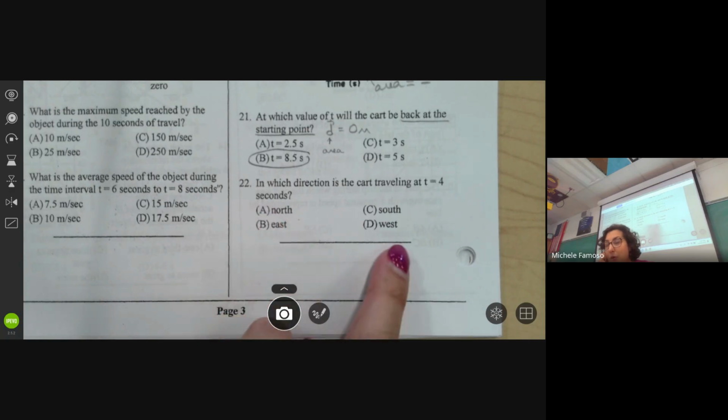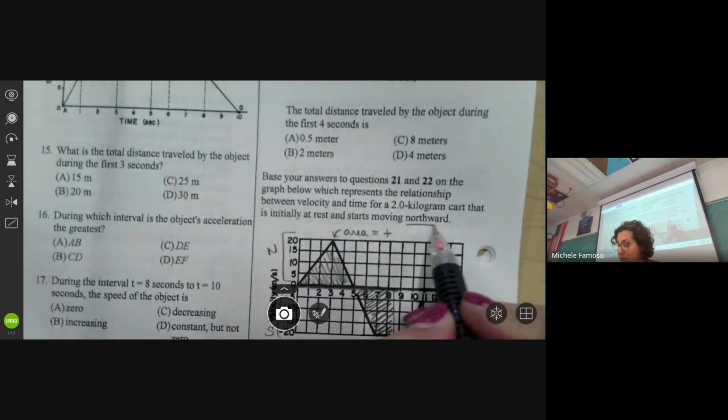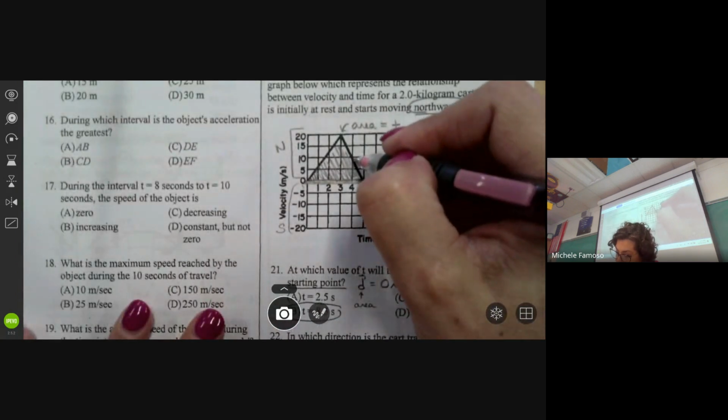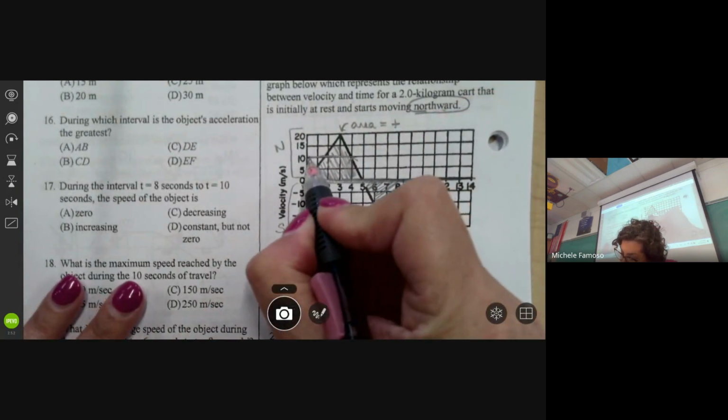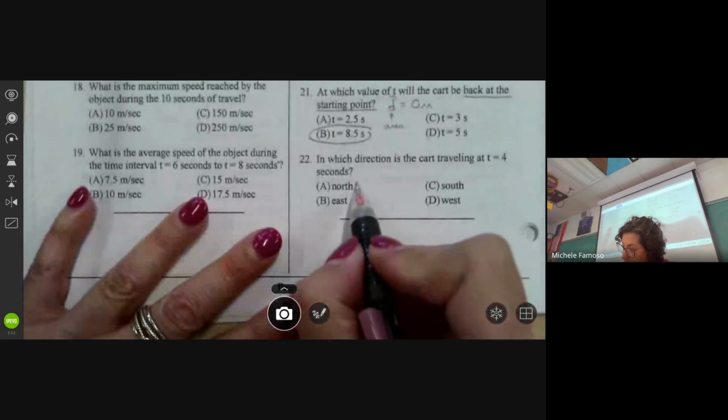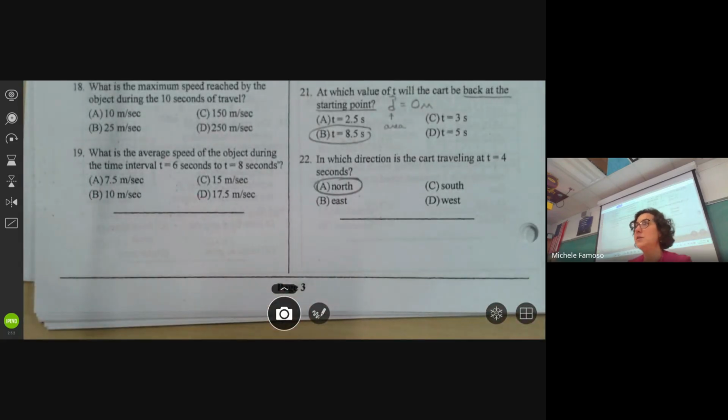If you said east and west, you did not read the question. You see it says north up here? So the only possible answers are north and south. At 4 seconds, I go up and I see that velocity is in the north quadrant. So therefore, at 4 seconds, I was going north. That's how that one gets done, in case any of you were wondering. It's reading the graph.